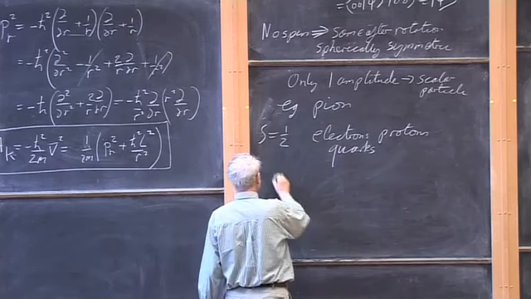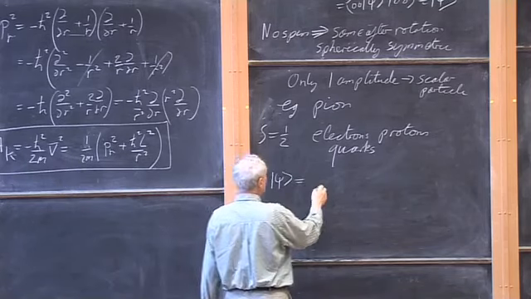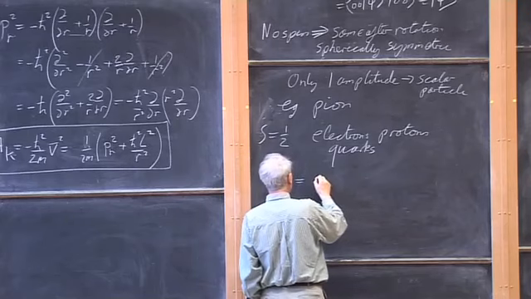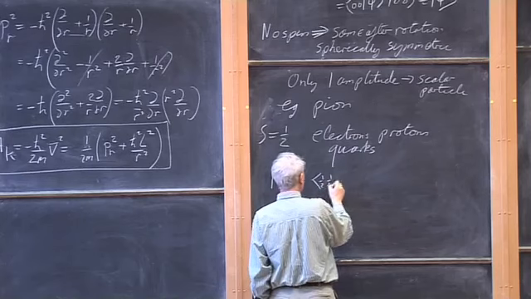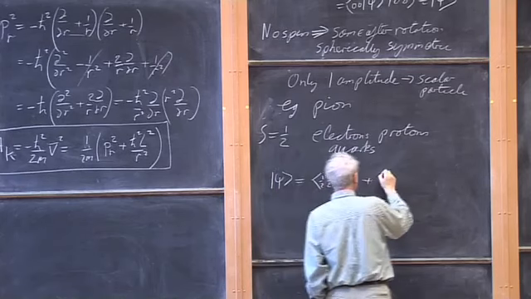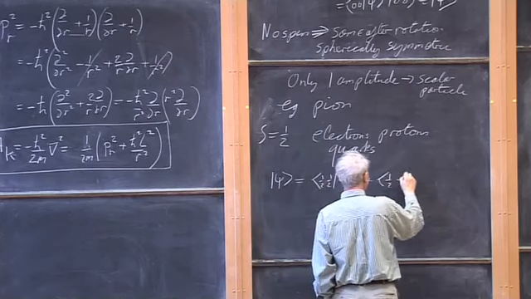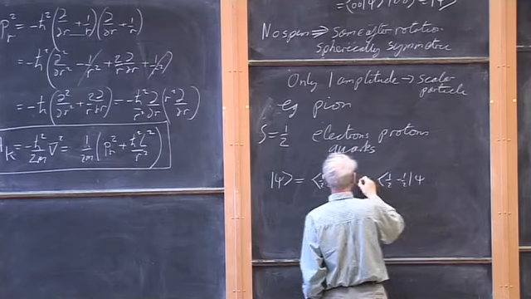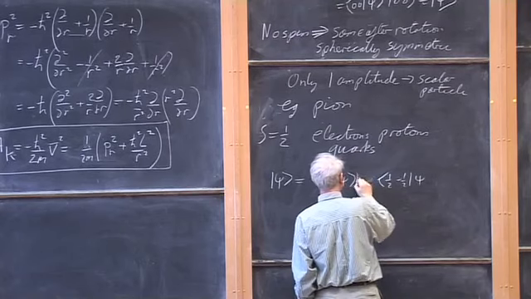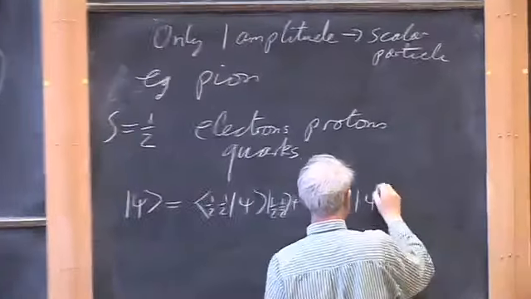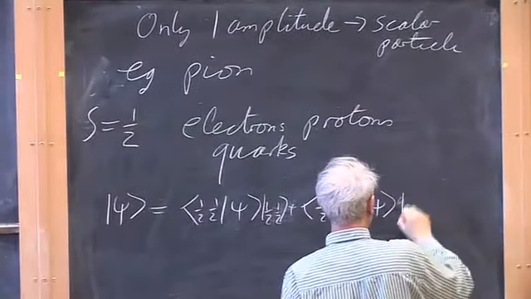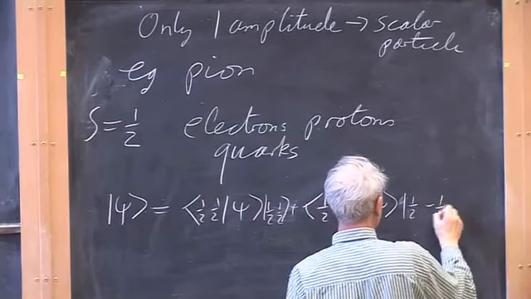We have that the state of the system can now be written as psi, plus a half, times a half, plus a psi, minus a half, times a half, minus a half.